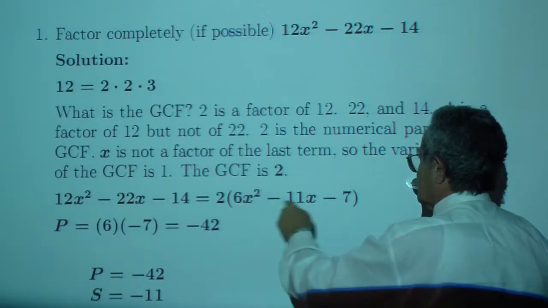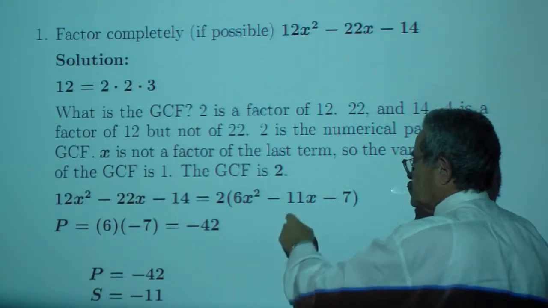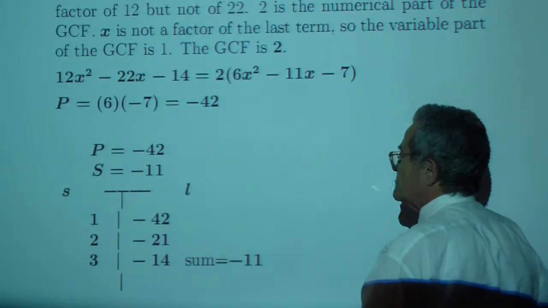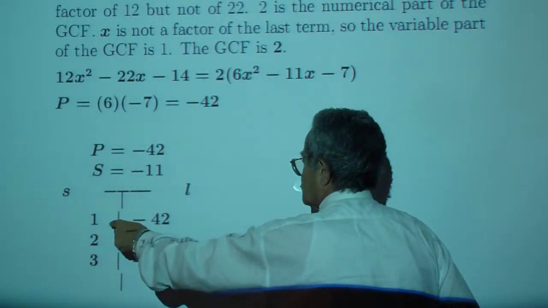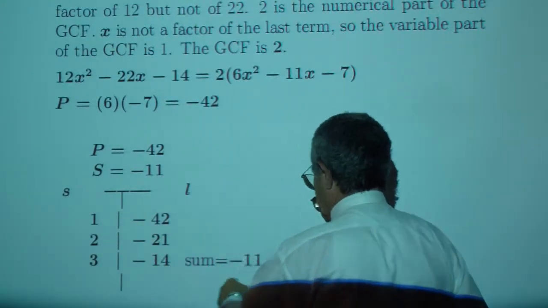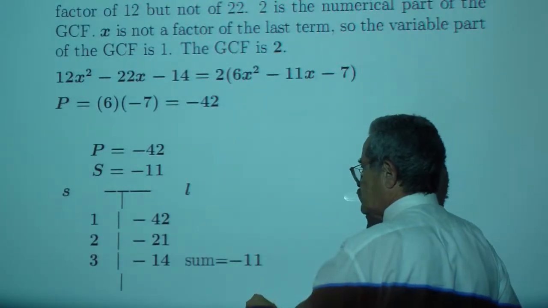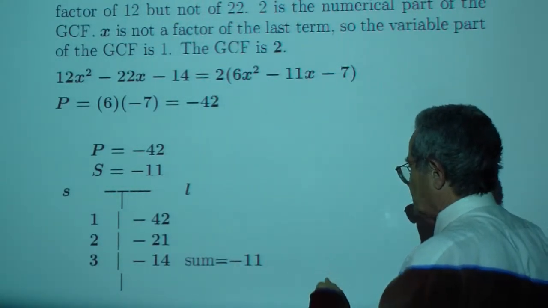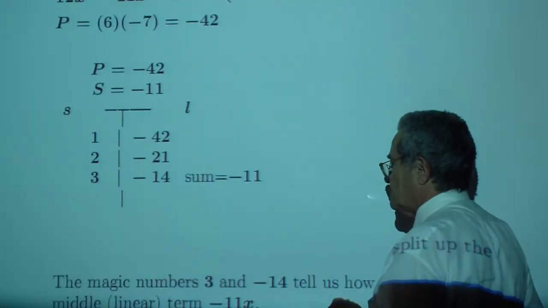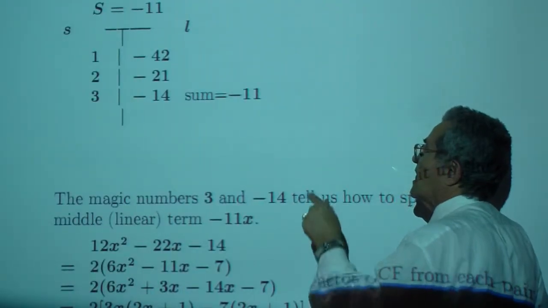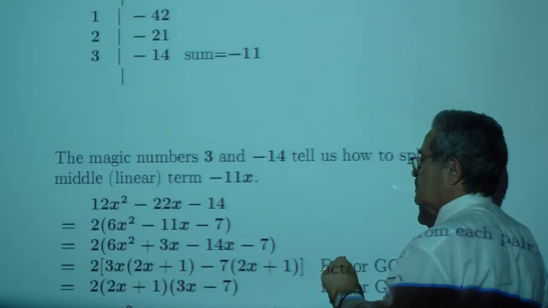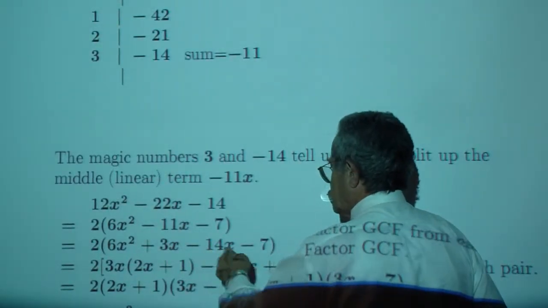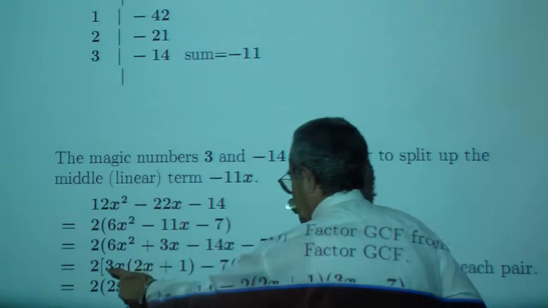Get a product of 6 times -7, -42, and a sum of -11. Large number negative, small number positive. 3 times -14 is -42, and 3 minus 14 is -11. The magic numbers are 3 and -14. Factor out the 3x.